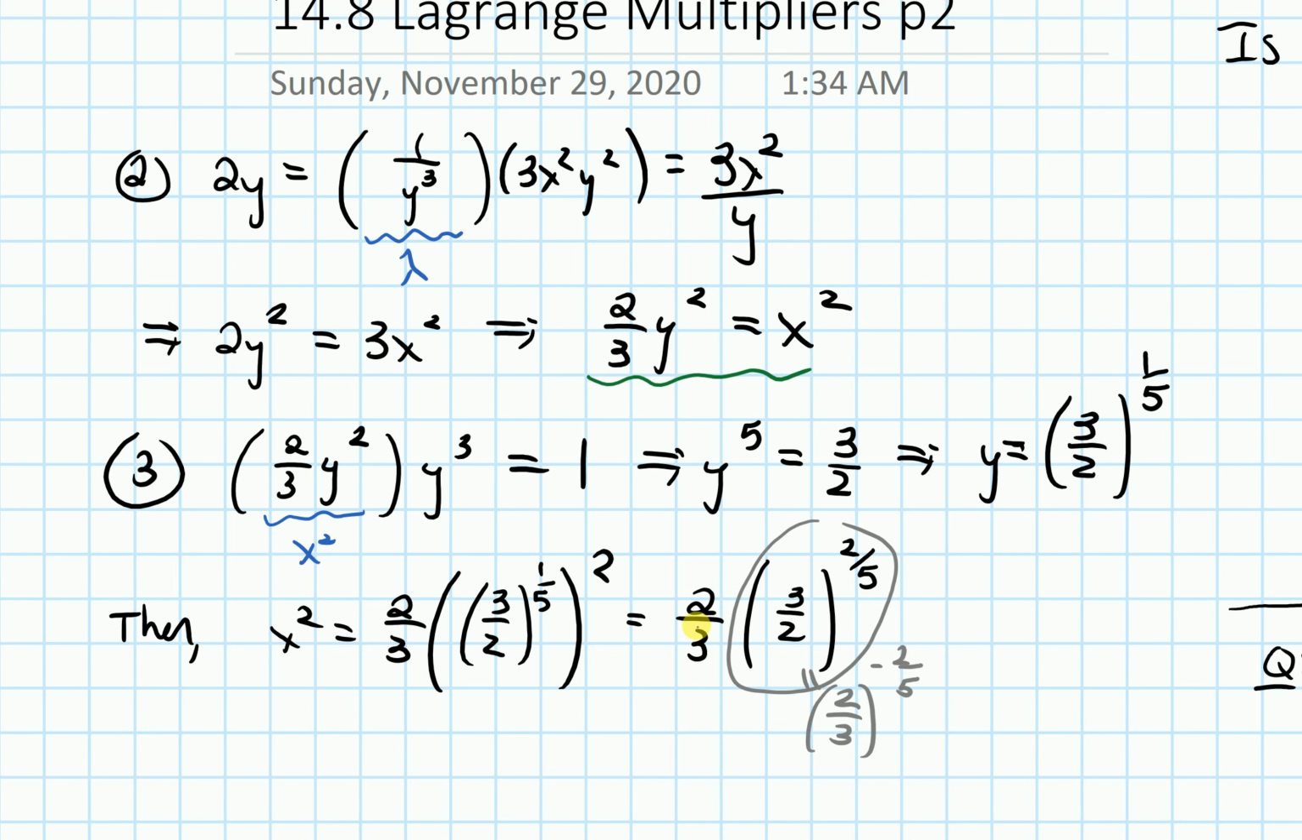Okay, and then finally 2/3 times 2/3 to the -2/5 is going to be 2/3 to the 3/5, because 2/3 is technically 2/3 to the 1, and if you add the 1 to the -2/5, you get 3/5.